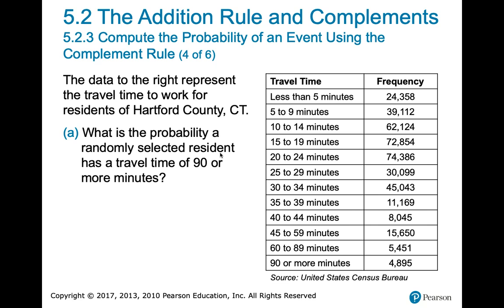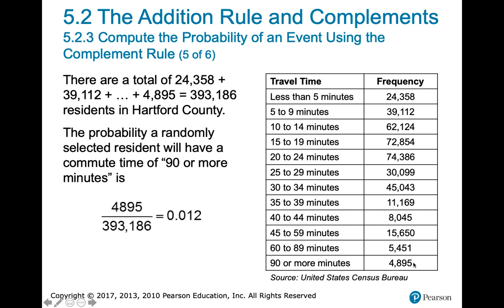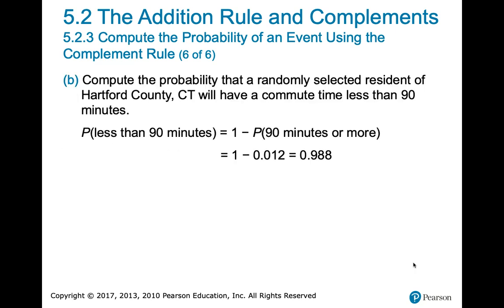This is the amount of travel time that it takes to get to work. We're looking for the probability that a resident has to travel 90 or more minutes. So notice that's only one item here. So I take 4,895 and divide that by the total, and I get 0.012. Now, what's the probability that it would have a commute time of less than 90 minutes? Well, I'm not going to add all those numbers up. I'll just take 1 minus the number that I already know. And I get 0.988 or 98.8% probability that I would have less than a 90-minute commute.